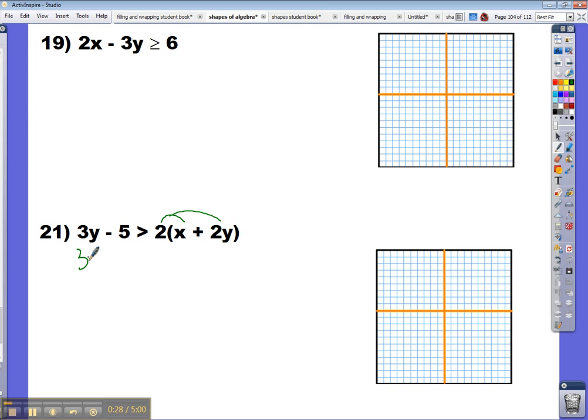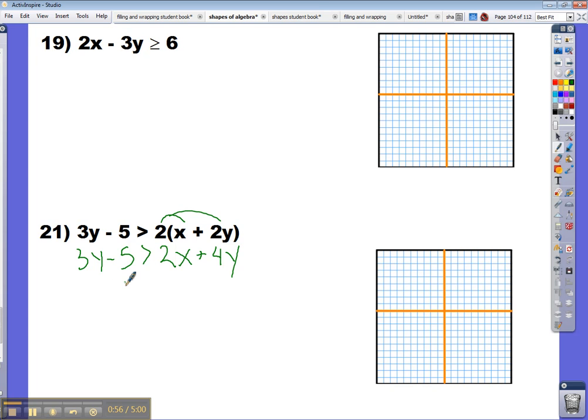So the 3y minus 5 doesn't change, nor does the sign. 2 times x is 2x. 2 times 2y is 4y. So now we can combine the similar terms. I'm going to want to keep the y's on this side so that it makes life easier to graph, so I end up with an equation in y equals mx plus b form.